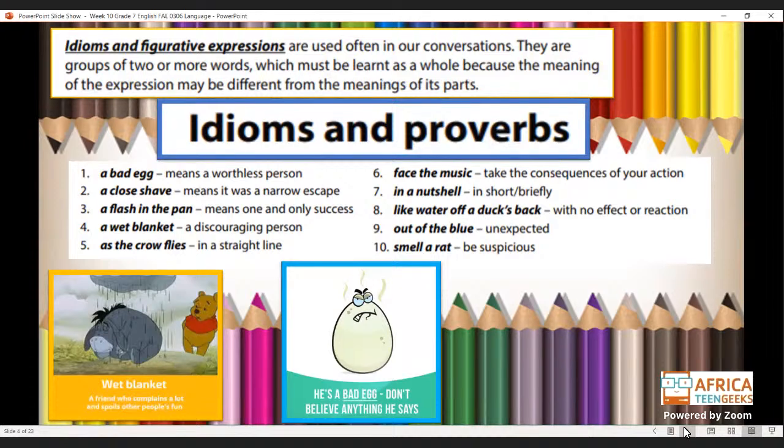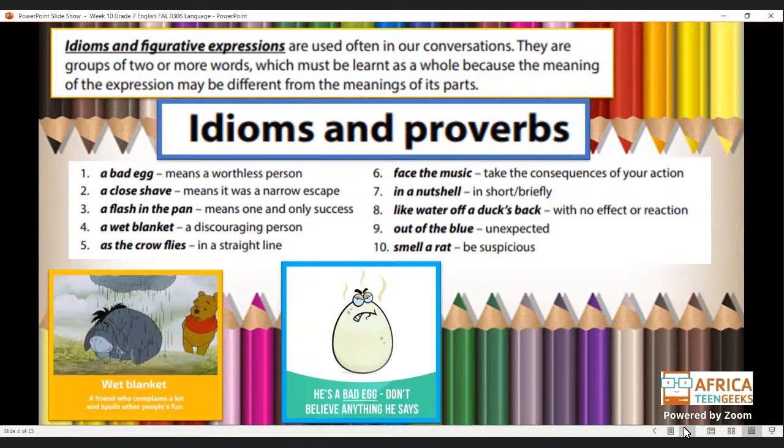Then we have a close shave. Close shave means it was a very narrow escape. We say close shave because maybe your dad or your grandpa or someone in the family has to shave so that they don't get a beard. And they have to shave very close to their skin to get all the hair off. And if they push too hard or too close, they can cut themselves. So it's got to be very careful. That's why they use that expression, a close shave, as a narrow escape.